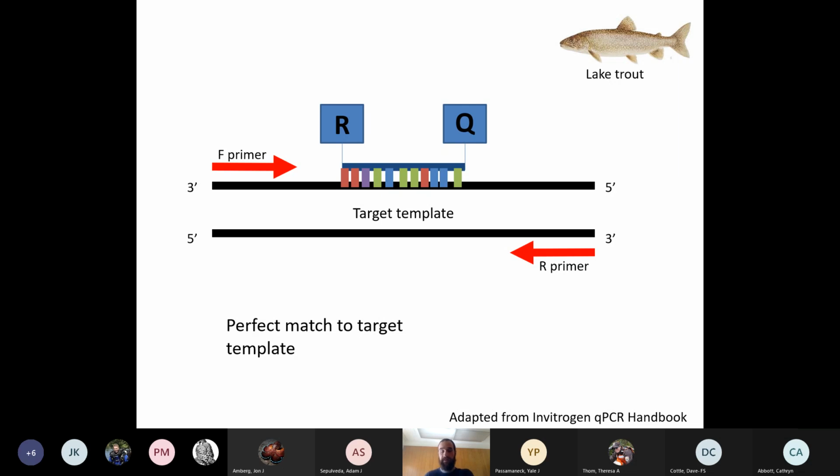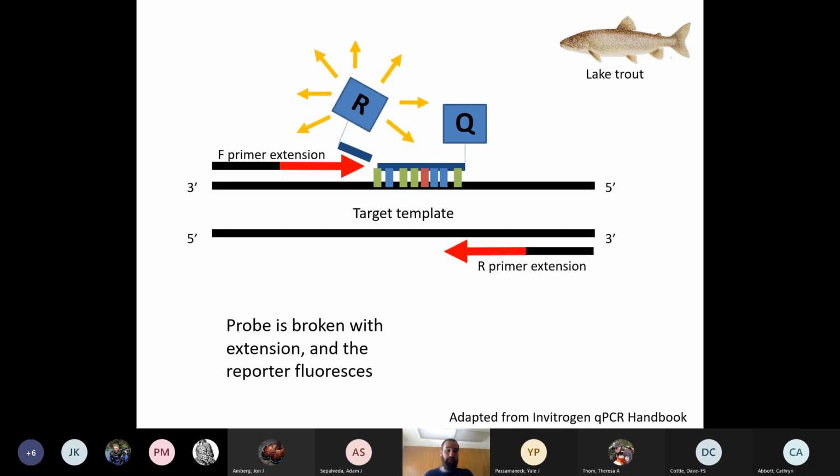So for example, this is supposed to be an illustration of an assay for lake trout. You can see with the colored bars here on the probe that we have a perfect complement, a perfect match to the target template. And when we have that perfect match, when the forward primer extends, it hydrolyzes this probe, it separates the reporter and the quencher, and there's a release of fluorescence. And that's how we know that our target DNA is present.